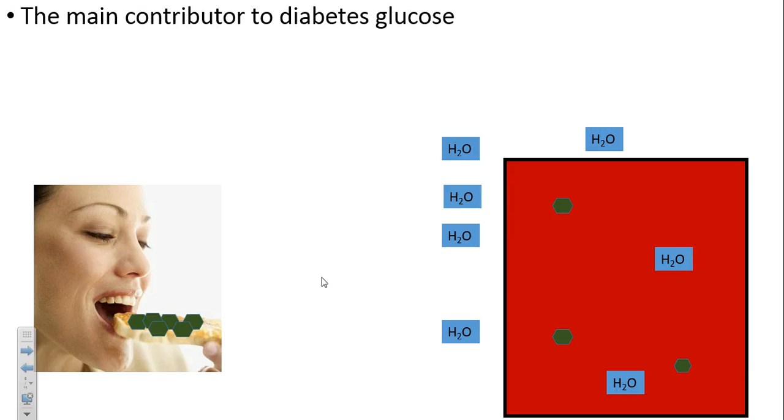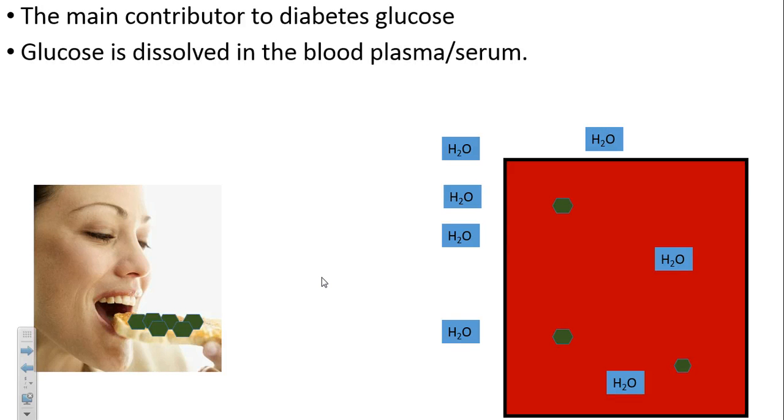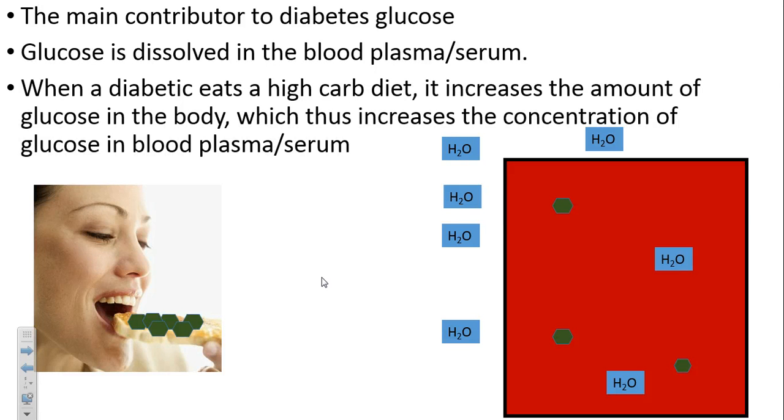So, like we said earlier, the main contributor to diabetes is in fact glucose. Glucose is dissolved into the plasma or blood serum. When a diabetic consumes a high carb diet, it tends to increase the amount of glucose in the body, which thus increases the concentration of glucose.